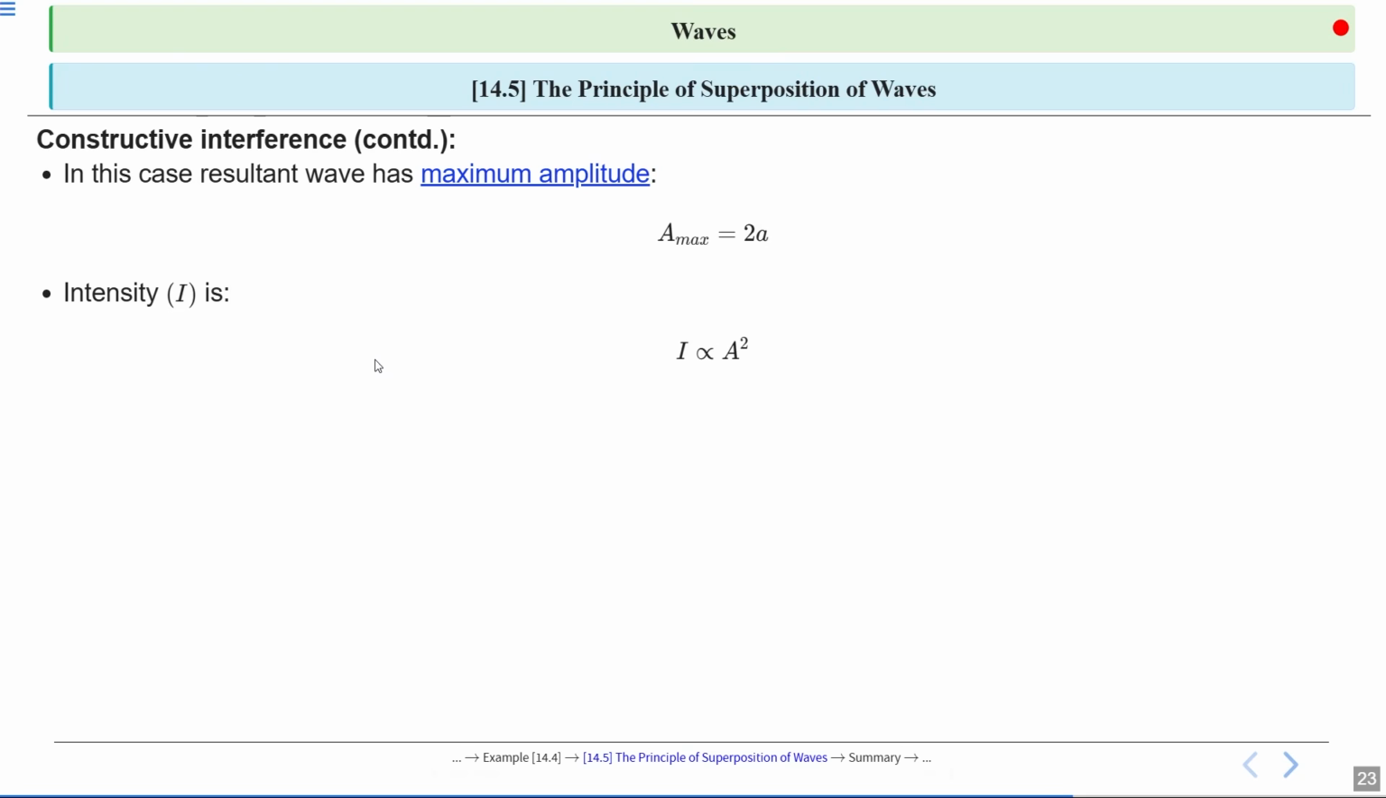So, intensity is directly proportional to A squared. Importantly, intensity is proportional to the square of the amplitude. So, if amplitude increases, intensity increases even more. If the amplitude doubles to 2A, the intensity becomes proportional to 2A squared, which is 4A squared. This means the intensity is 4 times greater than for a single wave. The key takeaway is that constructive interference does not just add the amplitude, it multiplies the intensity by 4.